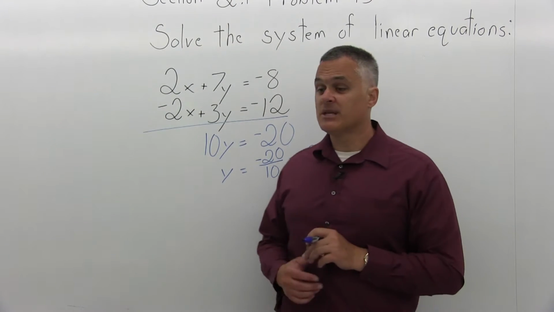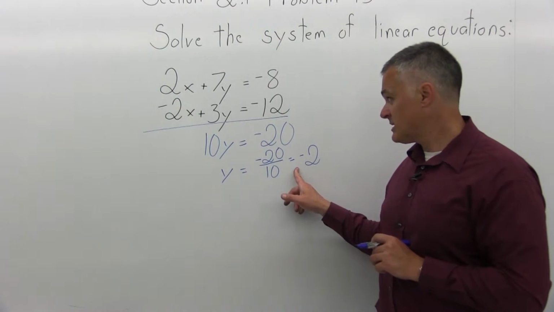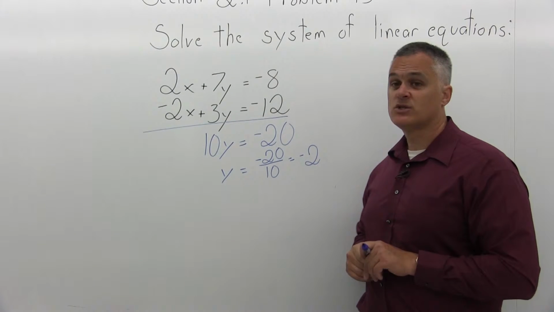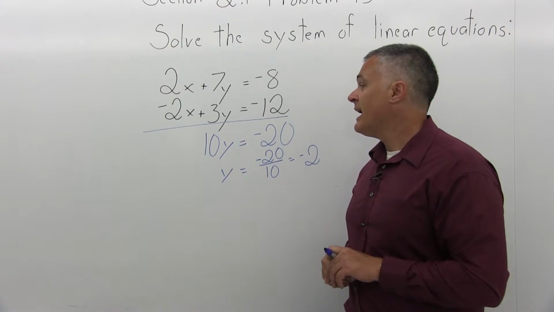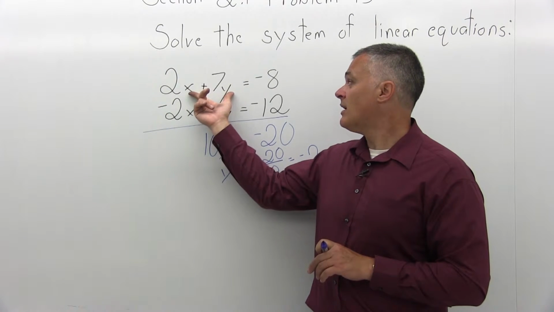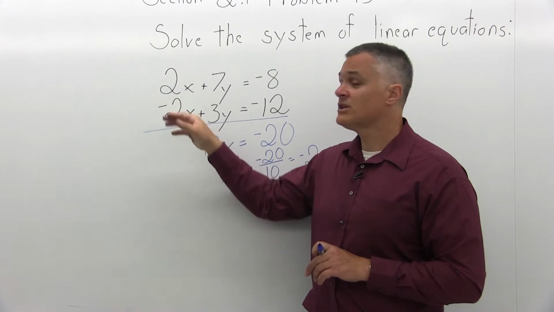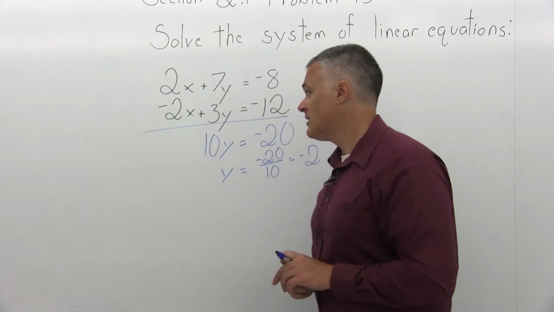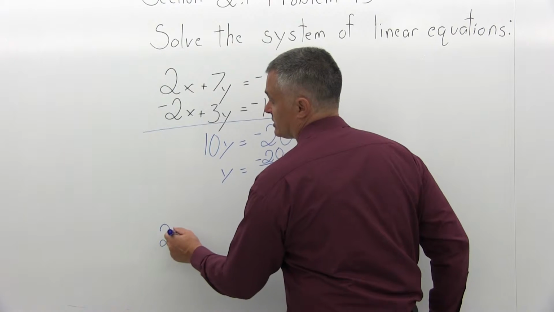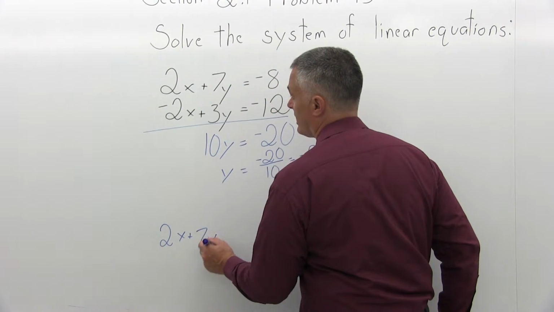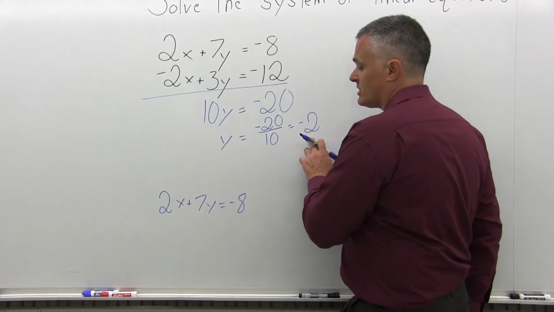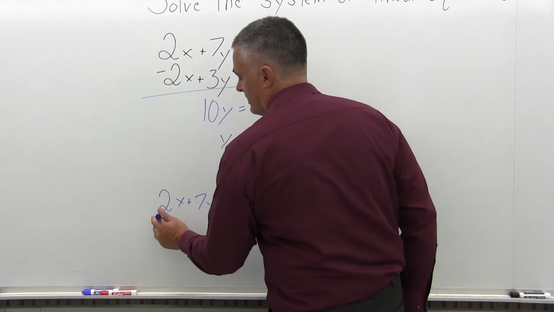Now the final step, step 4, is take the answer from step 3, plug it into either of the original equations, and solve for the remaining variable. And you should get the same answer either way. Because the top equation doesn't have as many negatives, I'll choose the top for that reason, though you should get the same answer either way. So I'm going to take the top equation, which is 2x plus 7y equals negative 8. Take my answer from step 3, which is y equals negative 2, and put it into that equation.